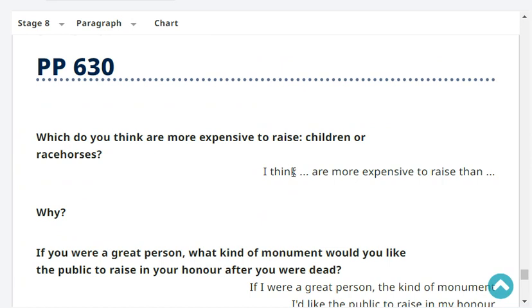Which do you think are more expensive to raise, children or race horses? I think children are more expensive to raise than race horses. Why do you think so? Why do you think children are more expensive? Because children need education. Education costs.